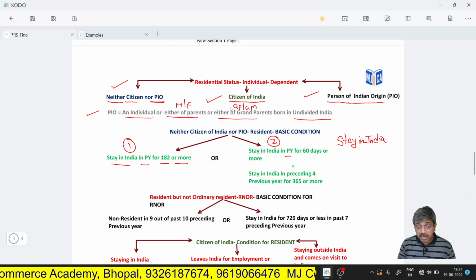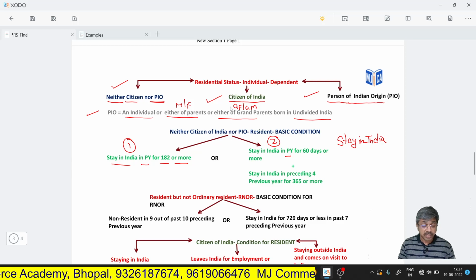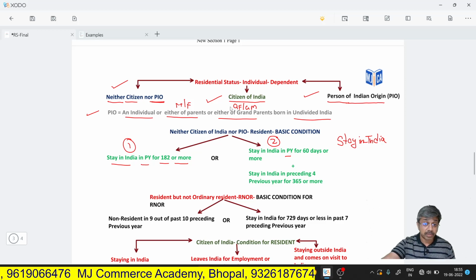Here I should emphasize two more important points. Stay in India does not need to be a continuous stay. A person can stay 2 months in a year, go abroad, then again come to India, stay 2 months, then go abroad. In this way, if the aggregate stay in India is 182 days or more, similarly the aggregate stay in India in the previous year is 60 days or more, then the condition is satisfied. It need not be continuous.